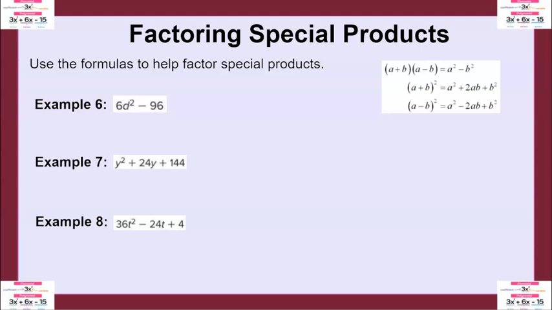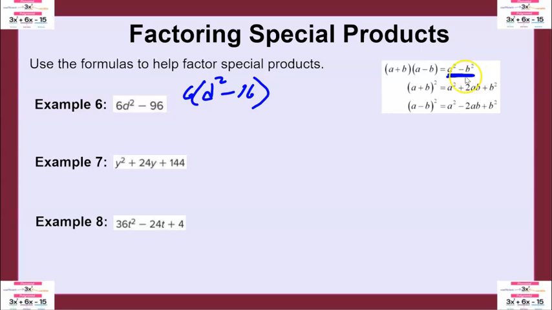So that means this could be a difference of 2 squares, but 6 is not a perfect square and 96 is not a perfect square. But the very first thing I want to do is check to see, can I divide out a greatest common factor? And I can. I can factor out a 6. And if I factor out a 6, I'm now left with d squared minus 96 divided by 6 is 16. So in parentheses, I do have a difference of 2 squares.